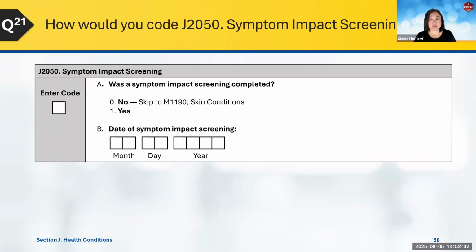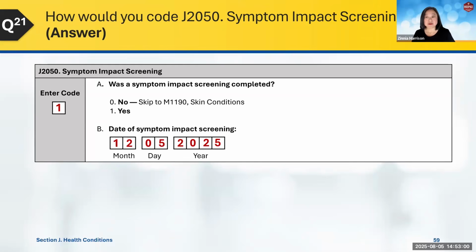So was the symptom impact screen performed? If the screening was performed, what was the date? Everybody got this one right. Mr. W was screened for impact of symptoms during admission on December 5th. Okay, so let's dive a little bit deeper.